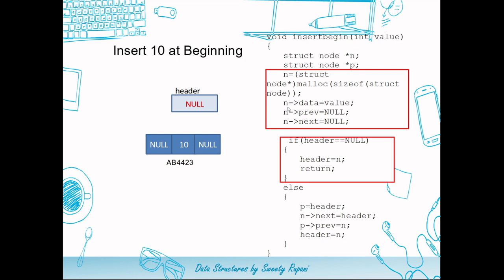So that's what we are doing. We are writing header equal to n. So giving an address of a newly created node in the header so as to write AB4423, followed by which we will be returning a control back.